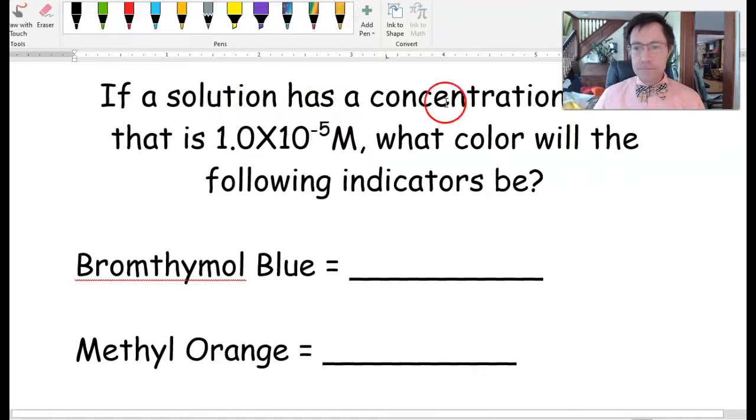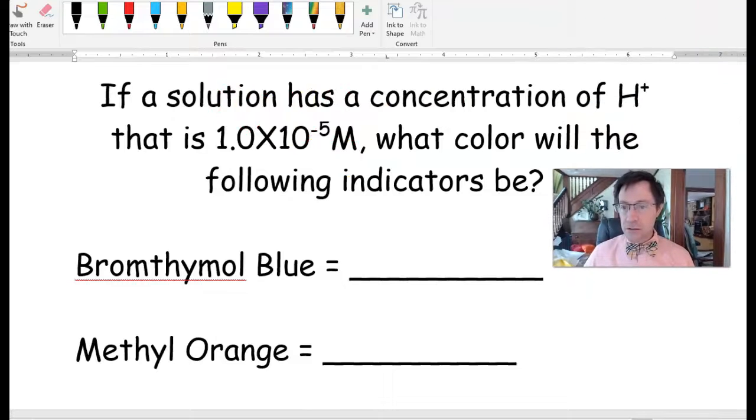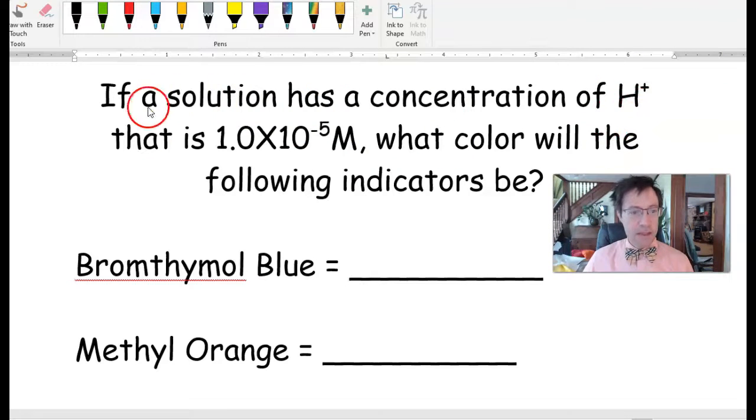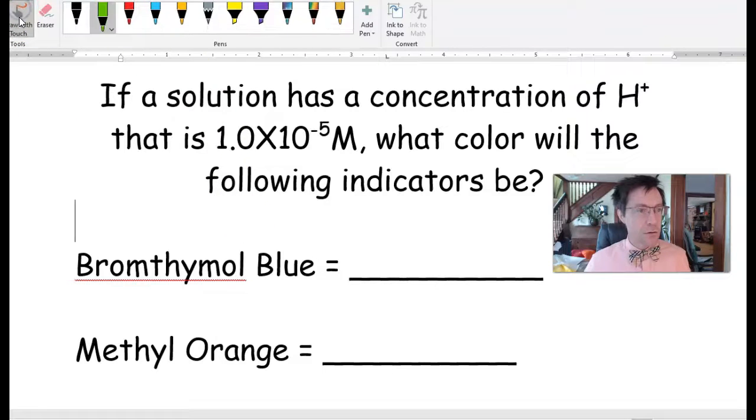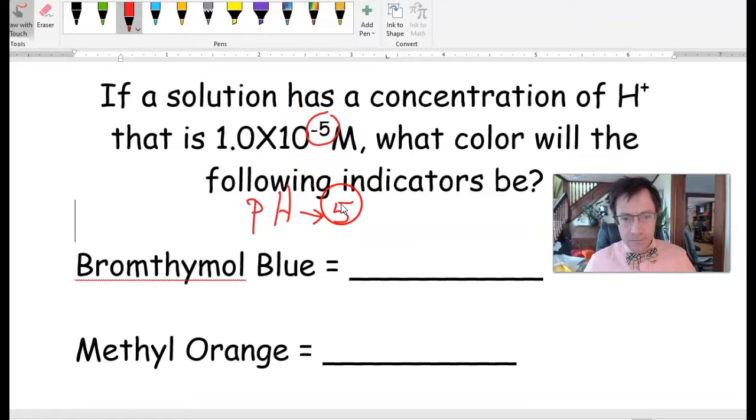If a solution has a concentration of hydrogen ions that is 1 × 10⁻⁵ molar, what color will the following indicators be? Okay, so first thing I'm going to need to do is figure out what the pH is, because we're not going to be able to answer this if we don't have our pH. Our pH is 5.